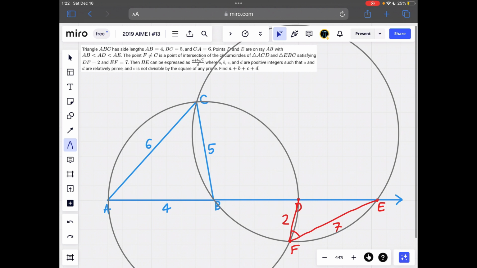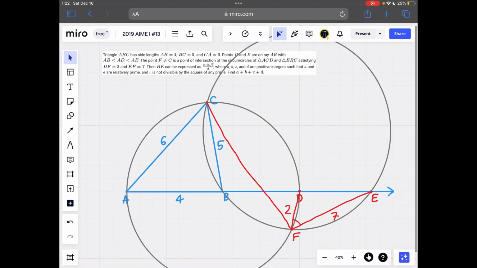So the first thing we want to do here is find the length of DE, because that'll help us find the value of BE later. So how can we find the value of DE? We know DF and EF. We just need the angle between them, and we can apply the law of cosines on triangle DFE. Finding angle DFE will be easier if we connect point F to the rest of the diagram in triangle ABC. So what happens if we connect point F to point C?